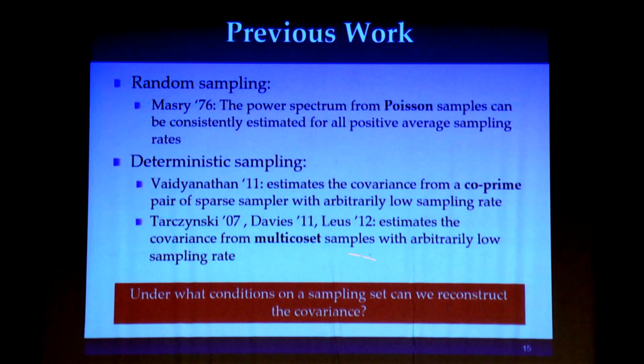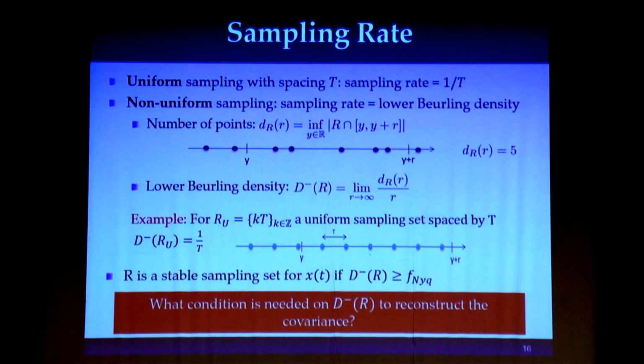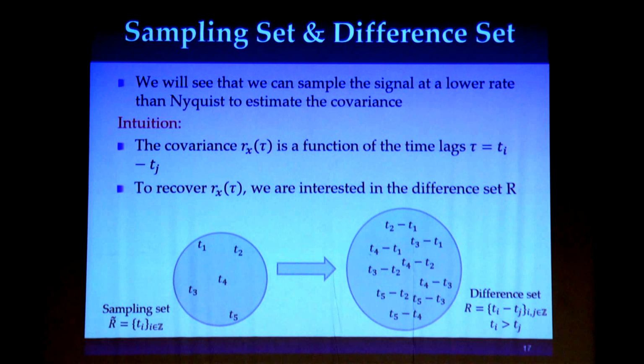So I want to get a similar equation when I want to recover the covariance. So the question is, what is the lower Beurling density of the sampling set if I want to recover the covariance? And what is very important to understand here is that I sample my signal. So the sampling set, the times that I sample, is times that I sample x. What I want to recover is the covariance. And what is interesting is that the covariance only depends on the time lags. It only depends on the differences between 2 times. And what can happen is that even if I have a small sampling set, the difference set, when I look at the time lags, can be a lot bigger. And this is what we're going to exploit.